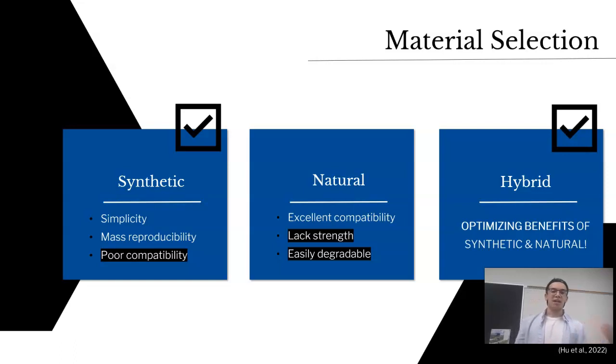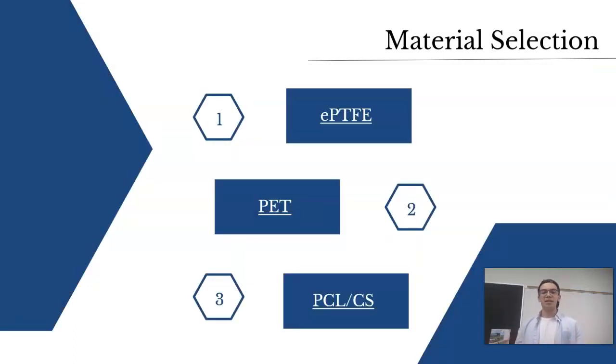Synthetic, of course, maximizing simplicity, mass reproducibility, but very poor compatibility for long-term use. Natural exhibiting the opposite behavior with excellent compatibility, but lacking strength, and it's easily degradable. And hybrid, of course, being the nice blending of the two, so optimizing those benefits. I ended up establishing three materials: ePTFE and PET being my two synthetic materials, and they are standard for artificial vessels with larger diameters, and hybrid, of course, being PCL, which is a synthetic material with chitosan, a natural material.